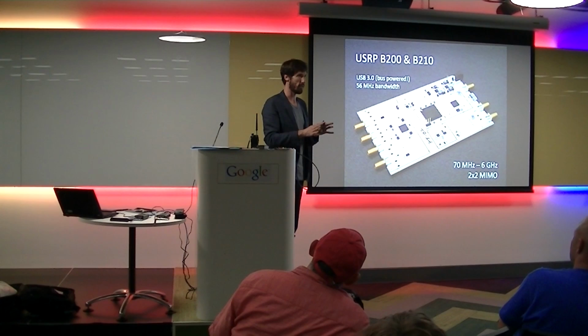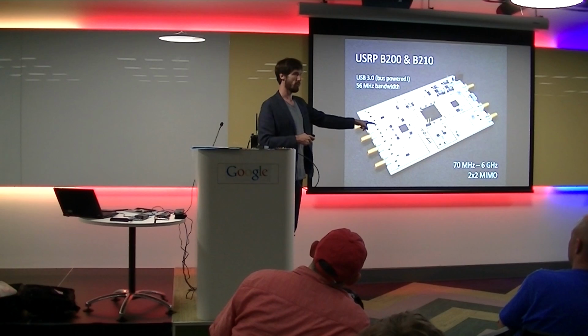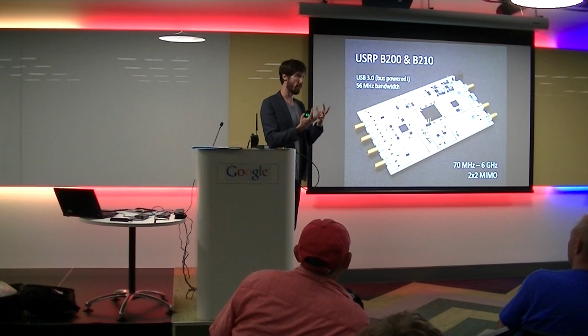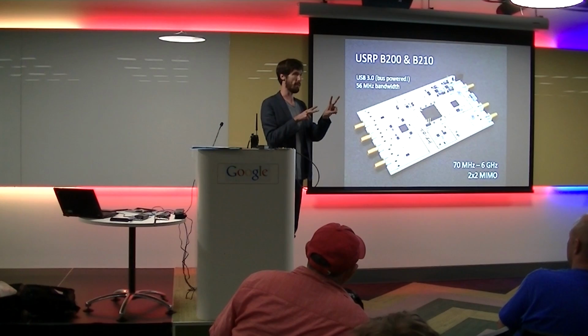The difference between the 200 and the 210 is that the 200 has one RX and one TX, so one transmit, one receive port, and the 210 has two receive and two transmit ports. And when you have two by two, then you can do this thing called MIMO, which is multiple in, multiple out, and it means that you can use antenna diversity to improve your digital modulation scheme. So that's a neat additional feature. And in addition, these are also full duplex, so you can simultaneously transmit and receive.